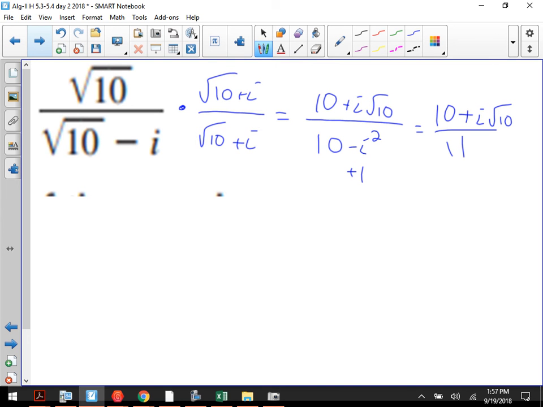Now, imaginary number goes in front of the radical. Whole numbers go in front of the imaginary. That way it doesn't look like the imaginary is underneath the square root. That would just be awful. In the numerator, I distributed the square root of 10 times the square root of 10 plus i.